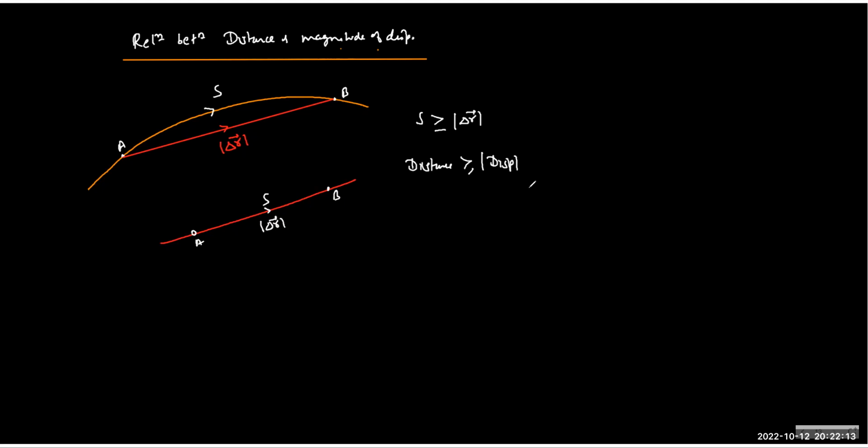Is it possible for distance to be less than displacement? Tell me in terms of modulus. No. Is it possible? No. So when we talk about the finite distance and finite magnitude of displacement, then the distance is always on the bigger or equal side. It cannot be less. That's impossible.